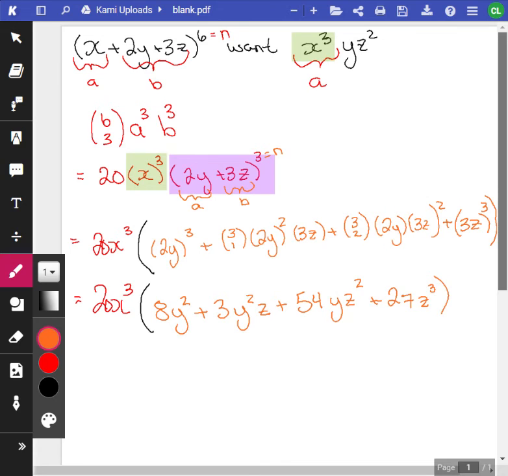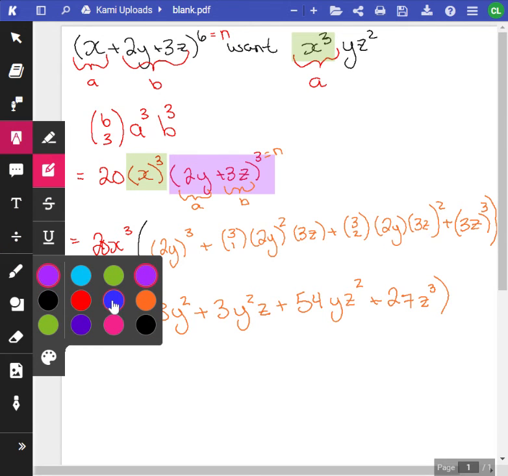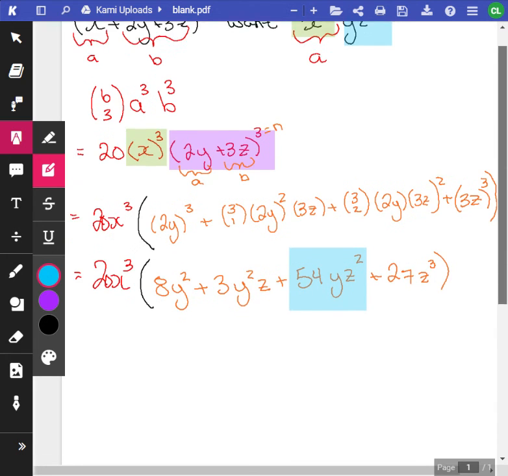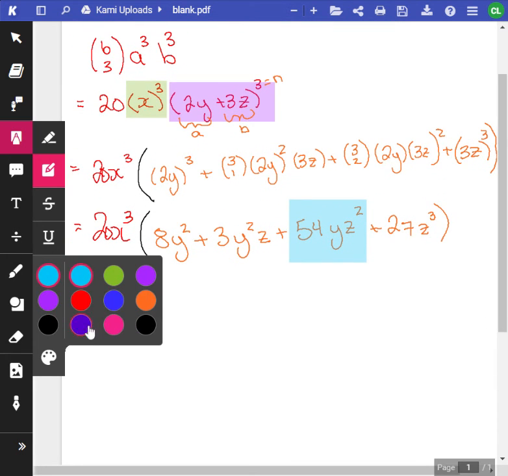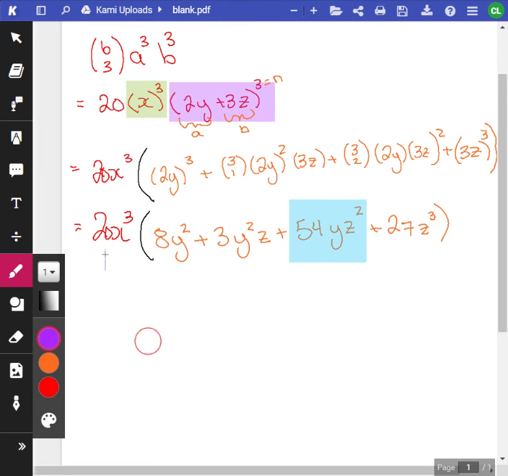And now we can finally find what we were looking for up here. We wanted the term that had yz squared. Here's the term that has yz squared. So when I find the final coefficient, I'm going to take this guy. One day I'm going to learn to switch. I'm going to take this guy and multiply it by that.